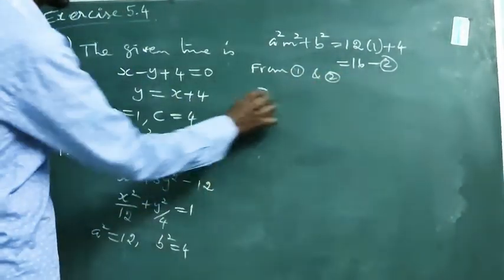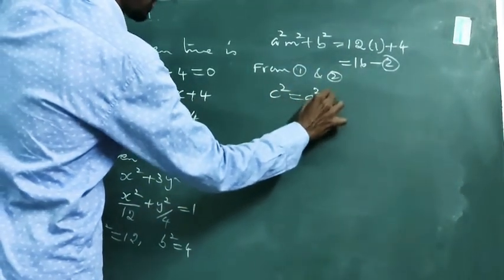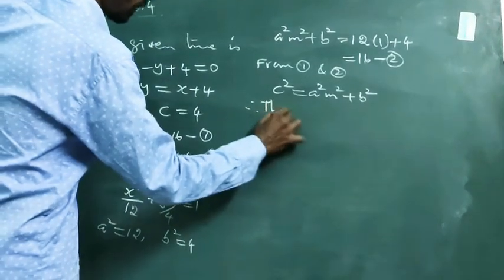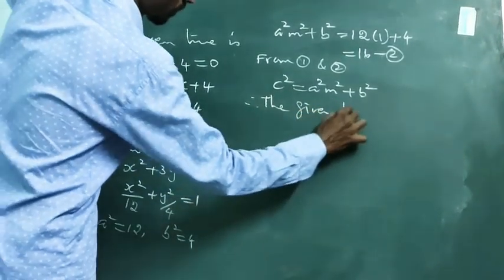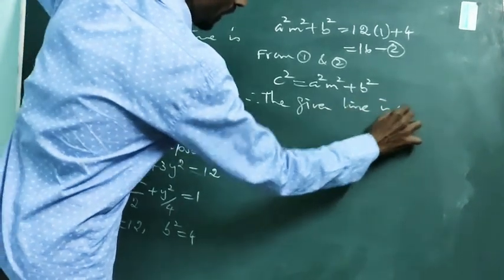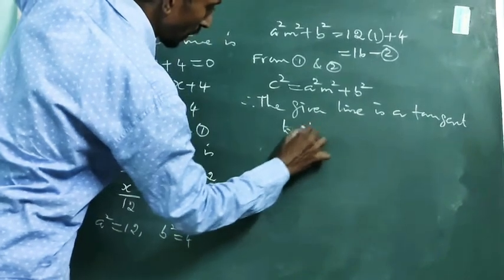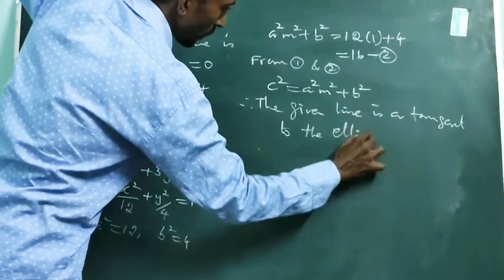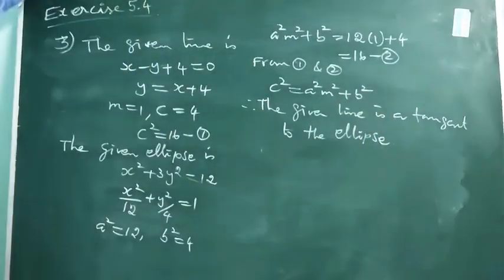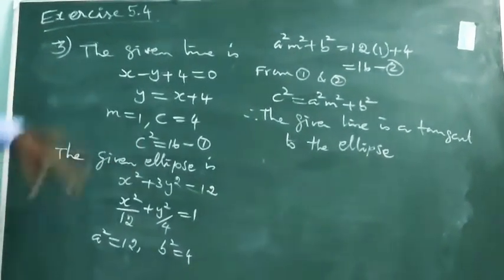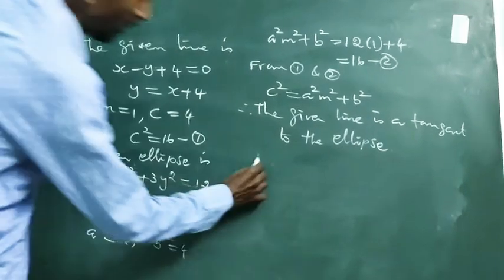So from 1 and 2, we observe that c square equal to a square m square plus b square. Therefore, the given line is a tangent to the ellipse. So we get the conclusion. It satisfies the condition of tangency. That's why it is a tangent to the ellipse. And our aim is to find out the point of contact.